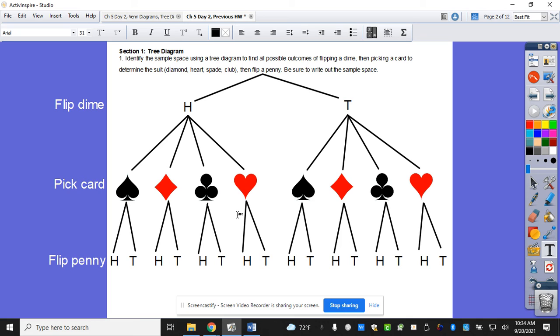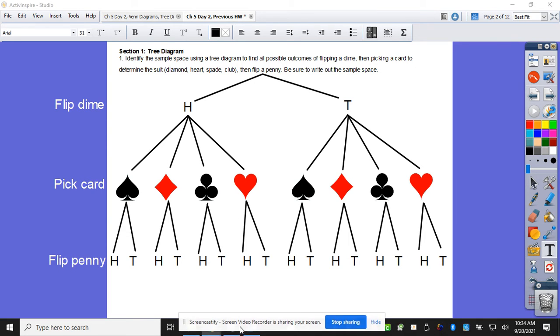Hey, I want to talk through homework. This problem was one that I told you not to do. I just want to talk through it to make sure everybody's okay with it. It says identify the sample space using a tree diagram and find all possible outcomes of flipping a dime, picking a card to find its suit, and then flipping a penny.